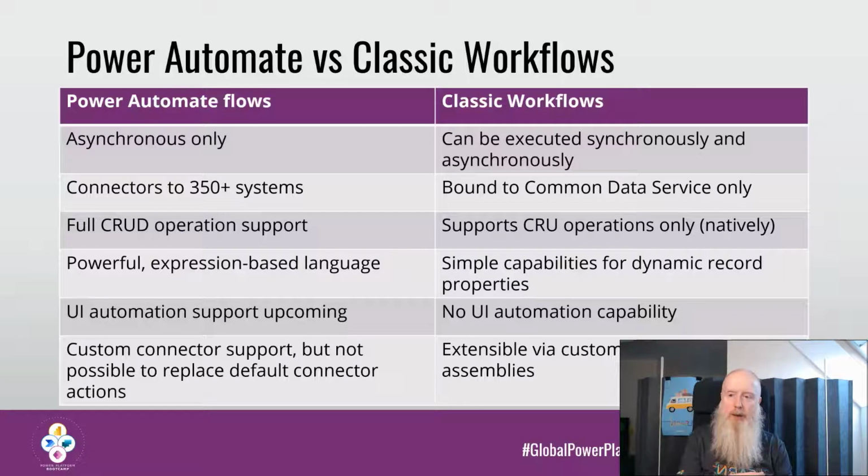You get this with calculated columns in classic workflow. They can go along an N-to-one relationship, but they can only go one step. They can't go from one entity to another entity to another entity. They don't have that capability.